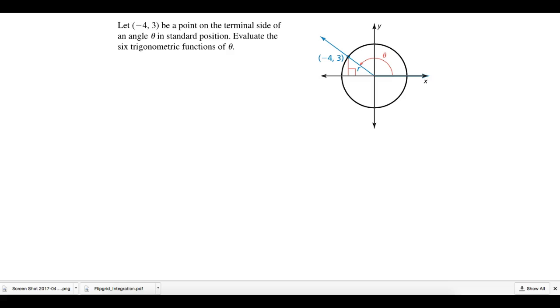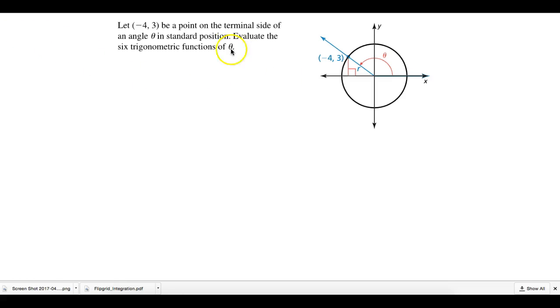So in this section, we are going to be looking at finding the trig functions of any angle. So we're going to be looking at lots of different angles here, and we're not looking at triangles. We're going to be looking at angles in the coordinate plane and seeing how, with that information, we can find the trig functions of all of those.